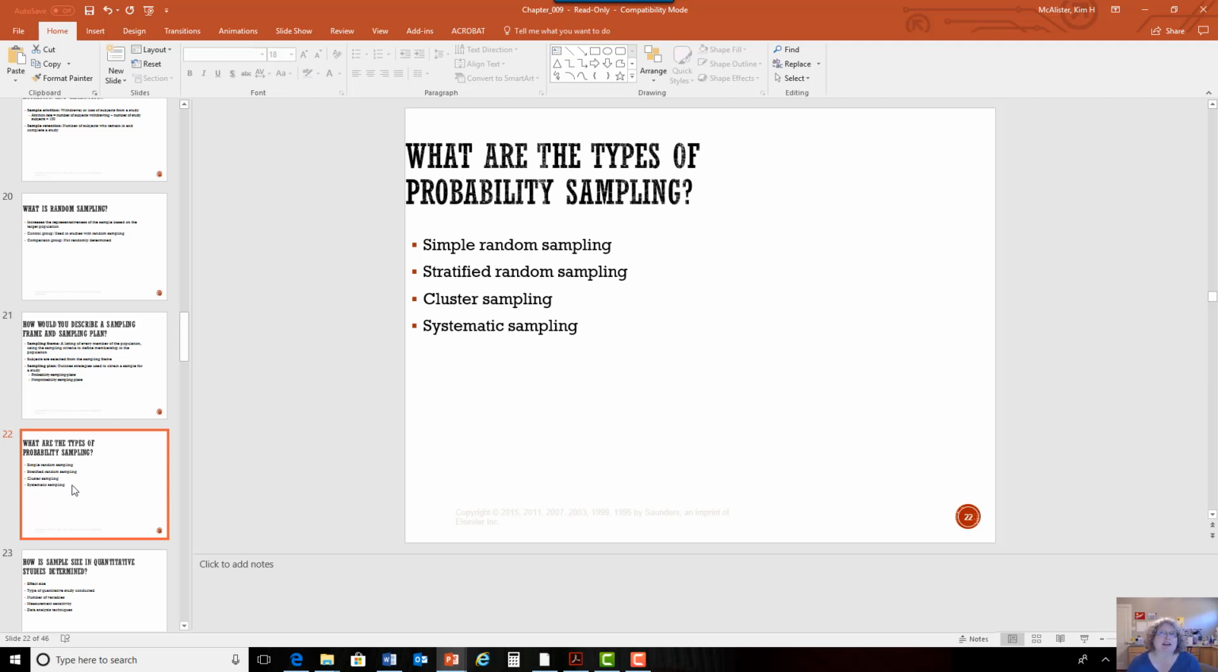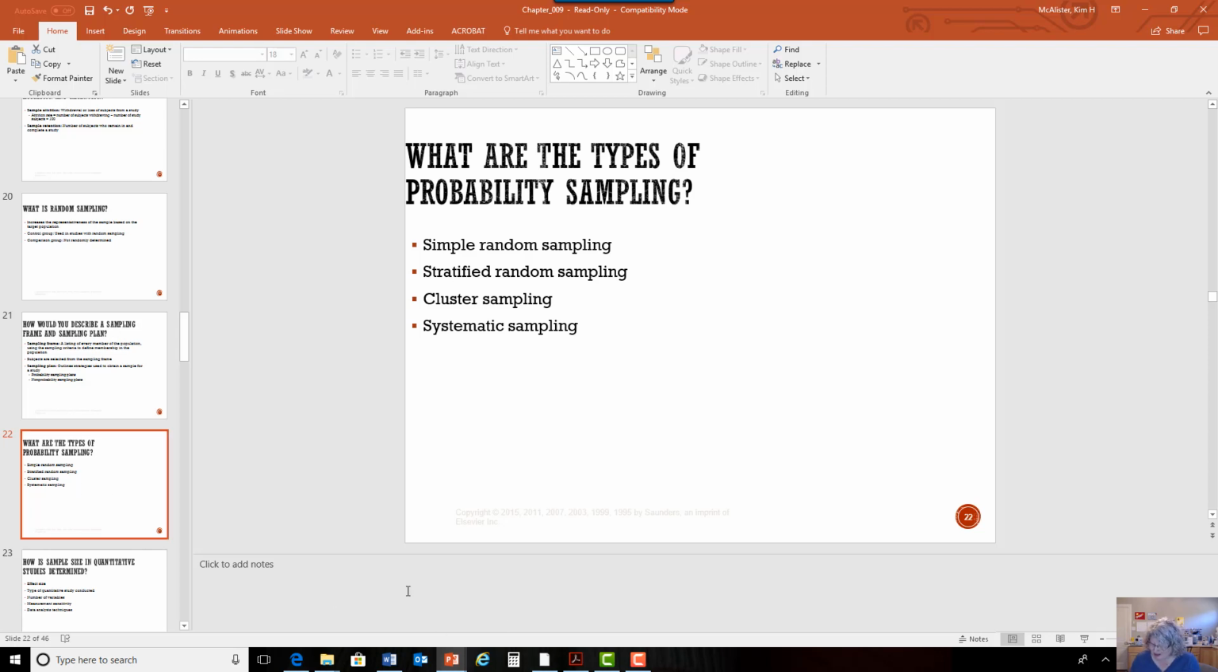Cluster sampling, again, you're dividing people into groups, but you're only choosing the clusters that work best for you. So let's say you're looking at hospitals across the United States, and you're going to cluster them into groups and maybe only sample some of the clusters. So with stratified, you're going to sample all of the groups. With clustered, you're going to select certain groups and sample them.